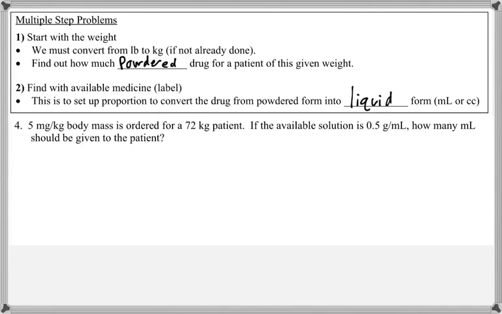Number 4 says 5 milligrams per kilogram body mass is ordered for a 72 kilogram patient. If the available solution is 0.5 grams per milliliter, how many milliliters should be given to the patient?